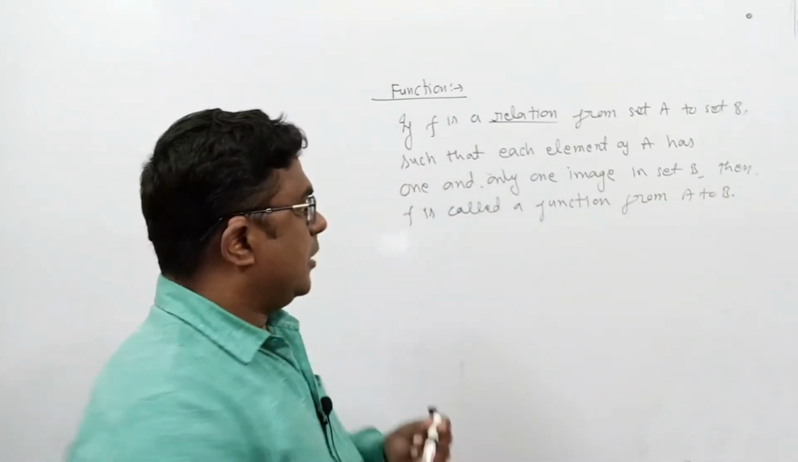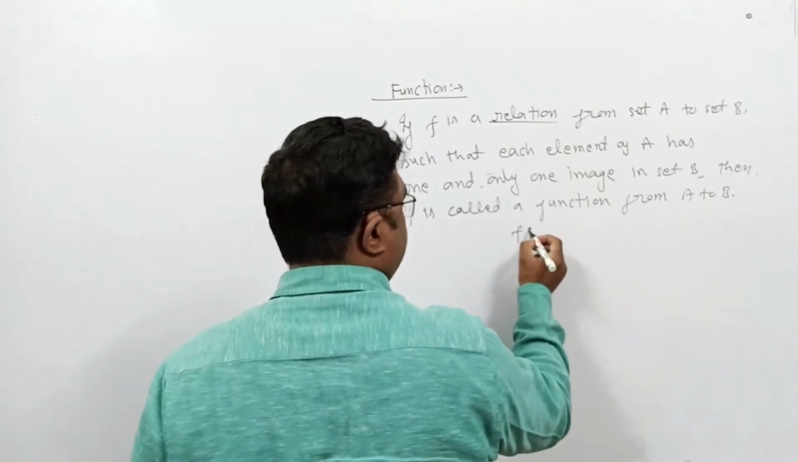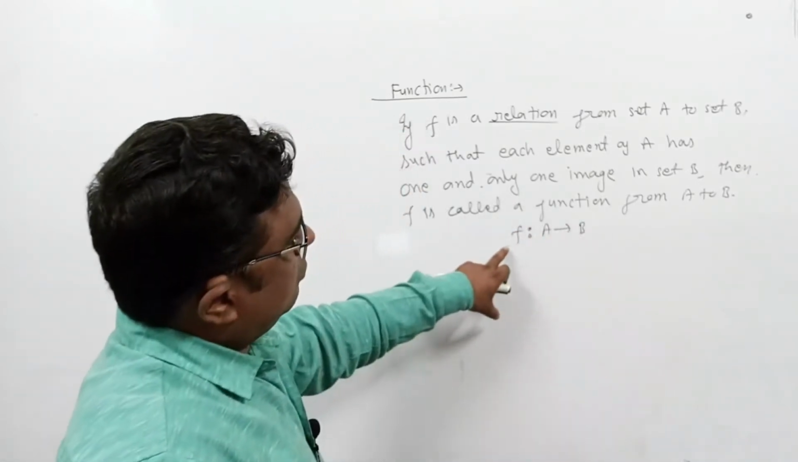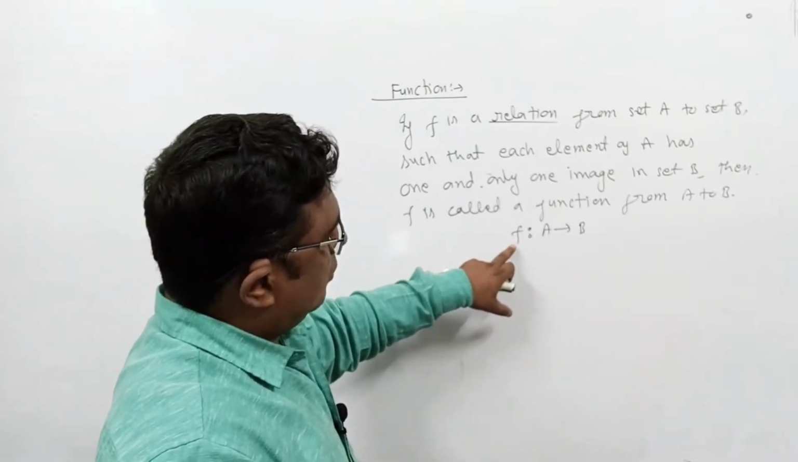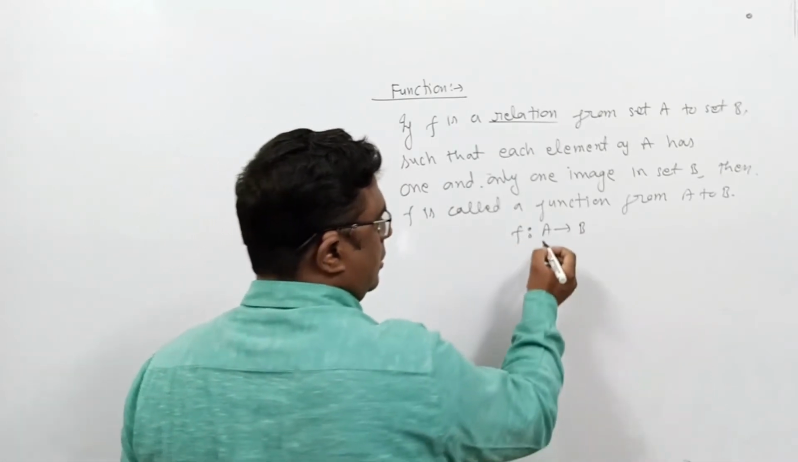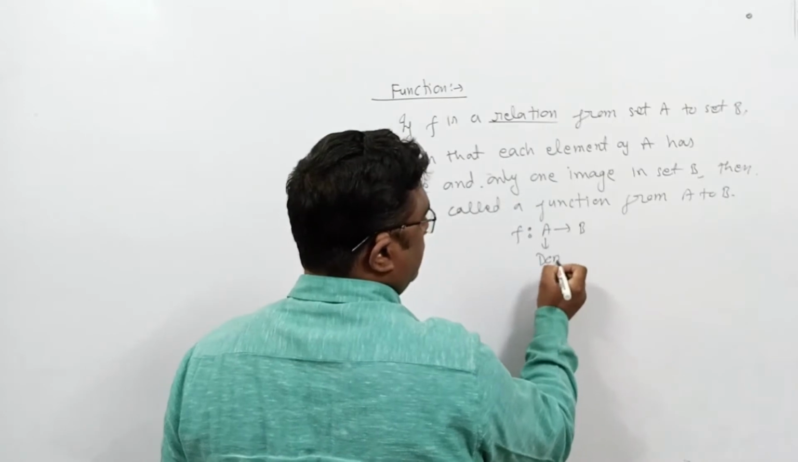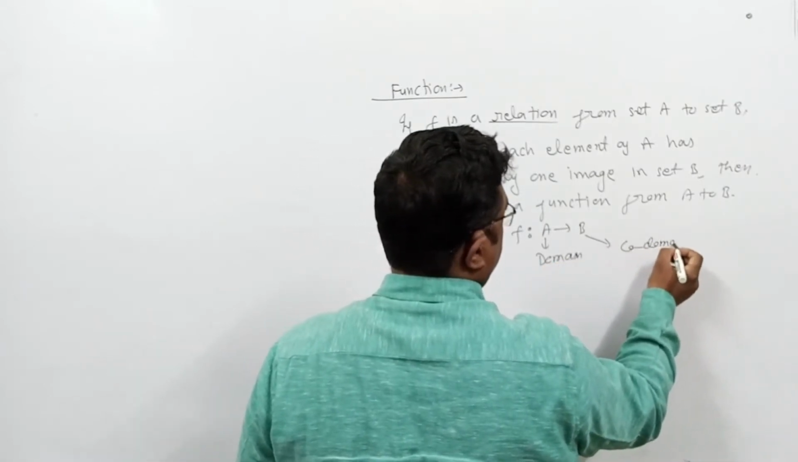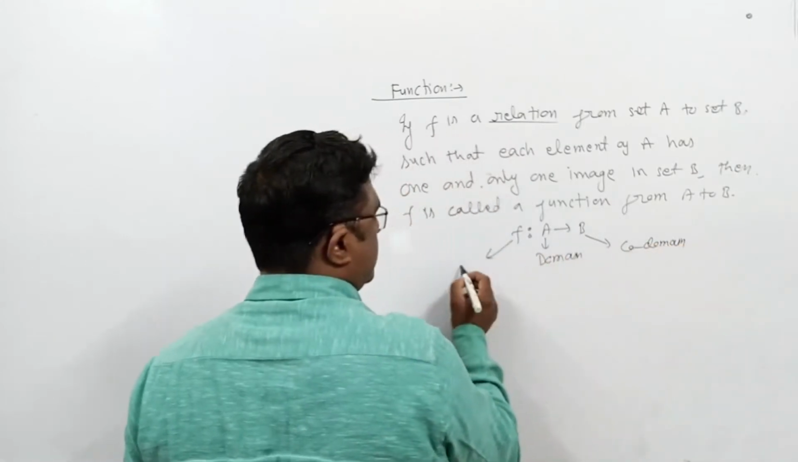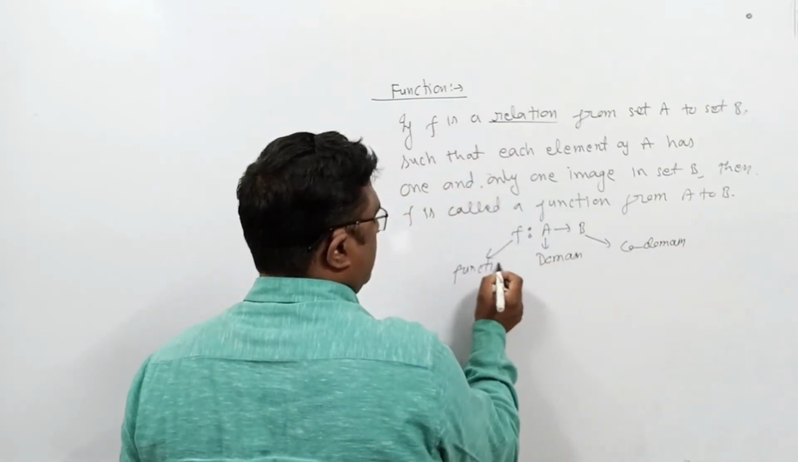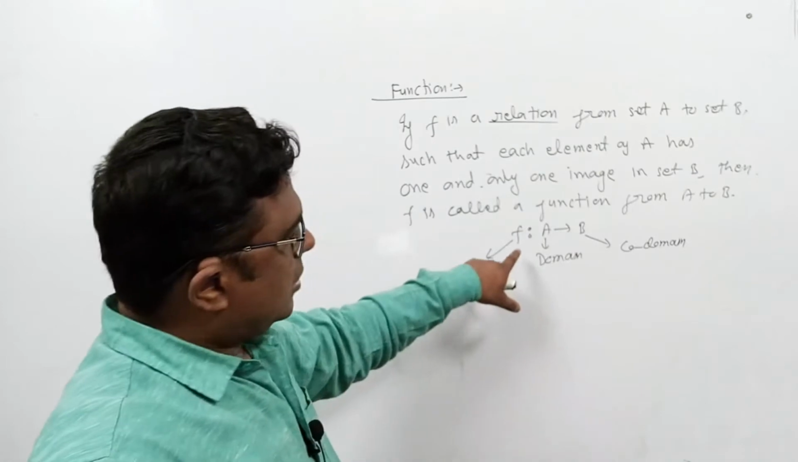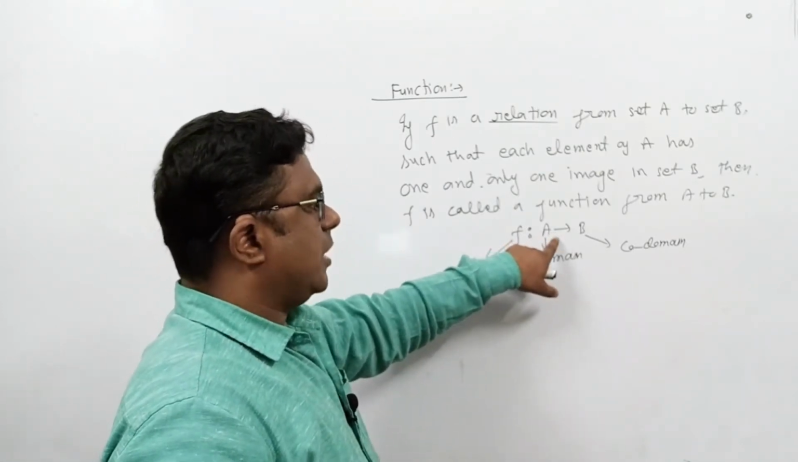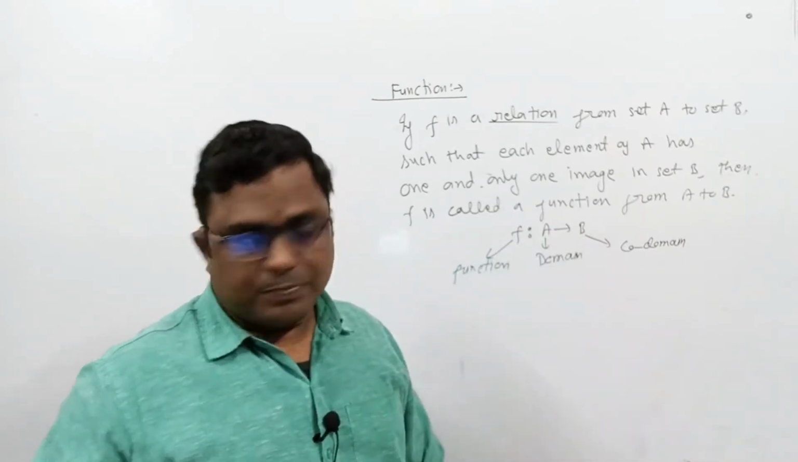It is denoted by this symbol, in which f is the symbol of function, this is the domain of function, and this is the codomain of function, and this is the symbol of function. How do we read it? We read it: f is a function or mapping from set A to set B.